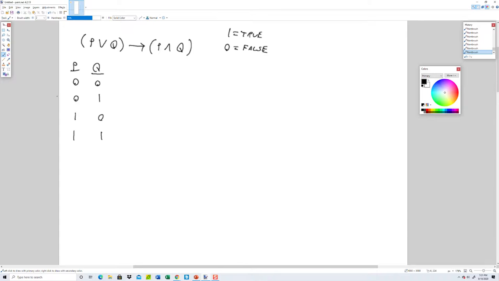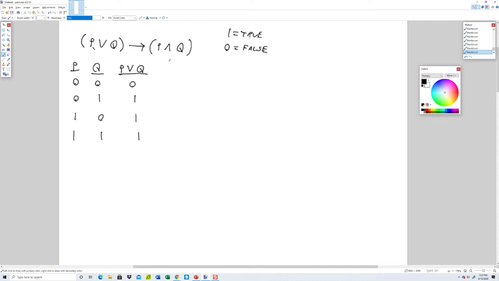Now when I do these, I'm going to do this in columns. And so these have parentheses around them, so I'm going to do what's inside parentheses first. P or Q. Now, P or Q, you can think of the or in terms of just remembering it. I think of it as addition, except for 1 plus 1 is 1. So 0 plus 0 is 0, 0 plus 1 is 1, 1 plus 0 is 1, 1 plus 1 is 1. Now that's going to take into account what's inside the parentheses here.